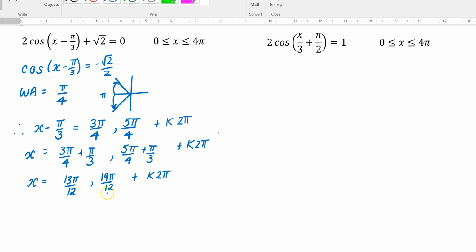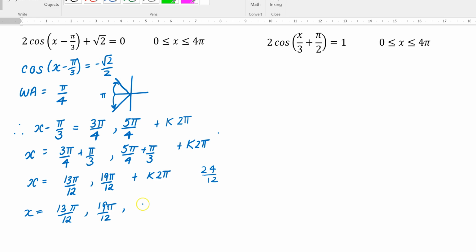So the way I do it when I'm dealing with 12ths here, 2 pi, would you agree, is 24/12. So what I'm going to do is add 24 to each one of these, and I keep doing that until I'm beyond 4 lots of that, which would be 48. So I keep the original 2 solutions that are valid, 13 pi on 12 and 19 pi on 12.